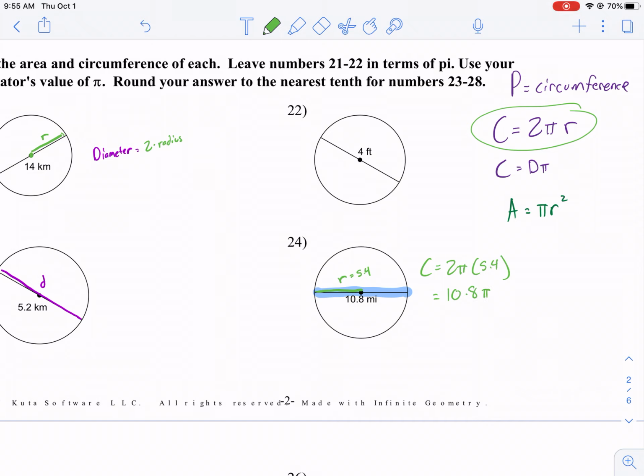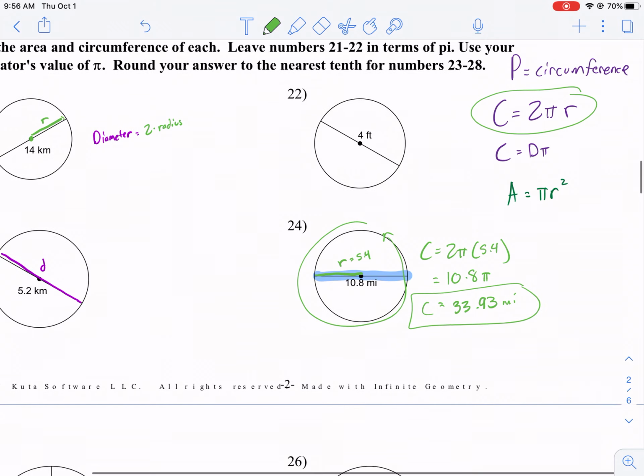Depending on your teacher, you might leave it in terms of pi, but since it's already in decimal form, I would go ahead and just multiply this by pi. So I'm going to use my calculator function of pi, and I get 33.93. And then what are my units? Since it's circumference, this is the distance around the circle, and so that's miles. Circumference, or the perimeter, equals 33.93 miles.